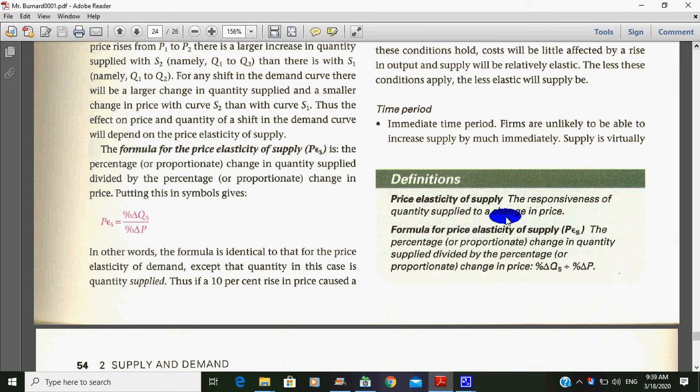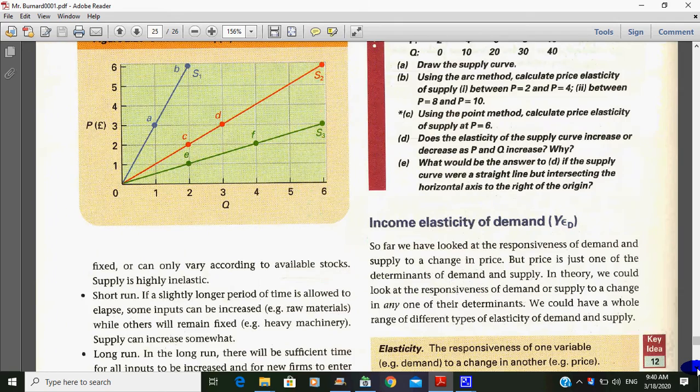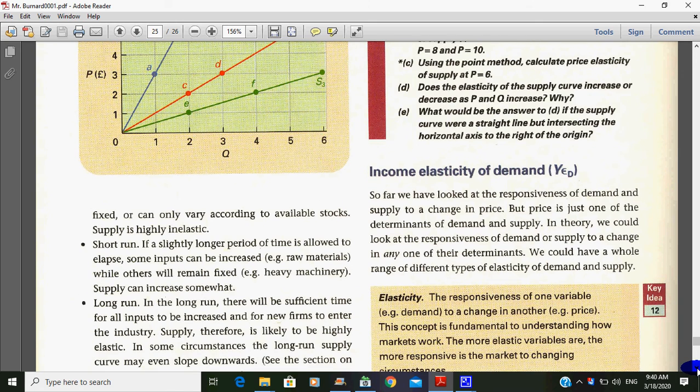Good. Let's go back a little bit further. You can pause the video, write this down. The formula for price elasticity of supply is the percentage or proportionate change in quantity supplied divided by the what? Percentage or proportionate change in what? Price. Pause the video, write that down. Please remember those terminologies. Thank you very much.